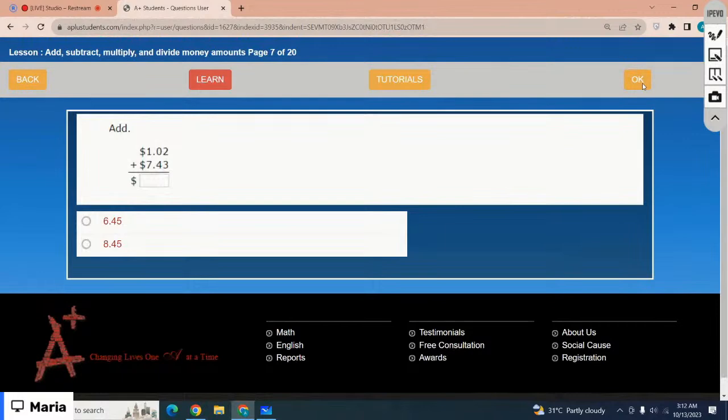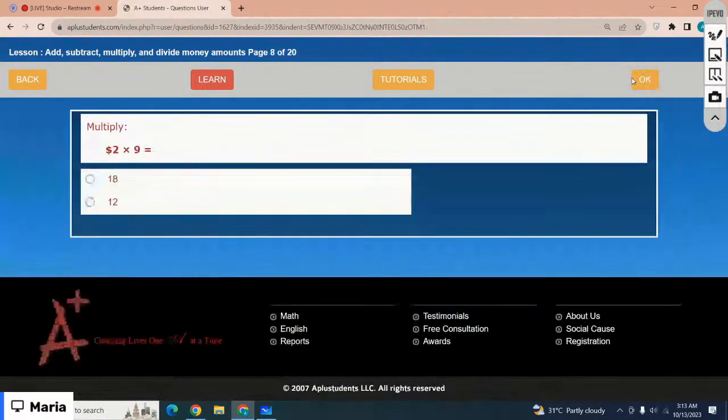Okay, the next one is add 1.02 plus 7.43. Which is the correct option? You have to add. Very good. The correct option is 8.45. Option number 2 is the correct option. Got it? Okay, multiply 2 times 9. Which is the correct option?